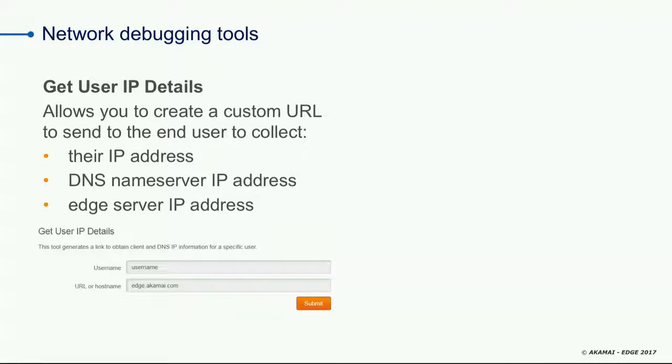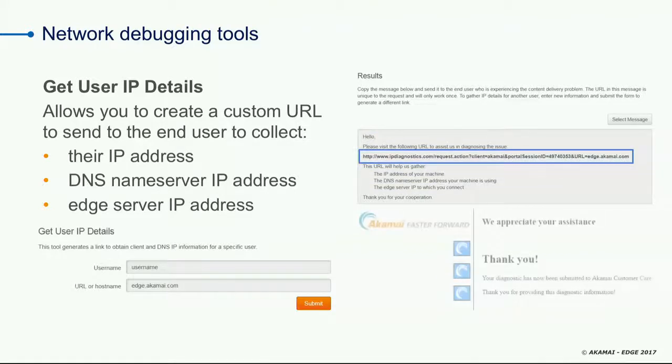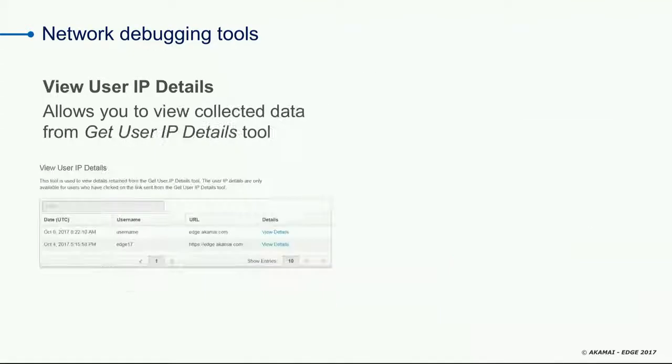Once we click on submit, we will get this one-time unique URL, which you can then pass over to the customer. Once they hit this URL, the information comes to our servers, and that can be seen in the next tool, which is exactly the view user IP details tool.